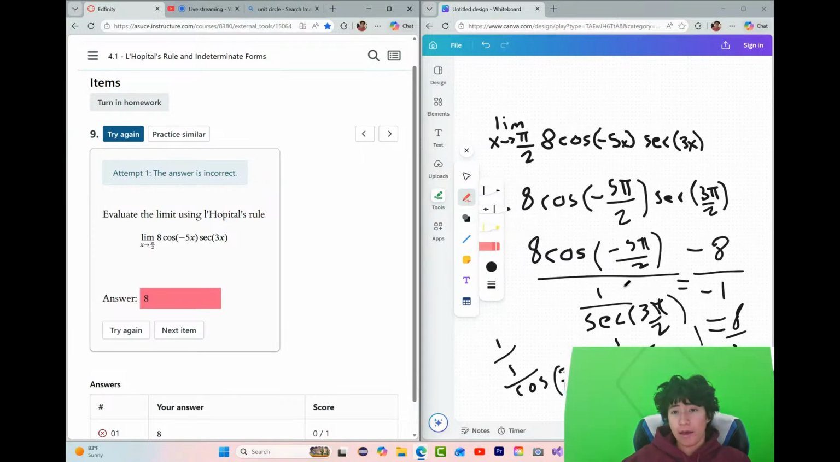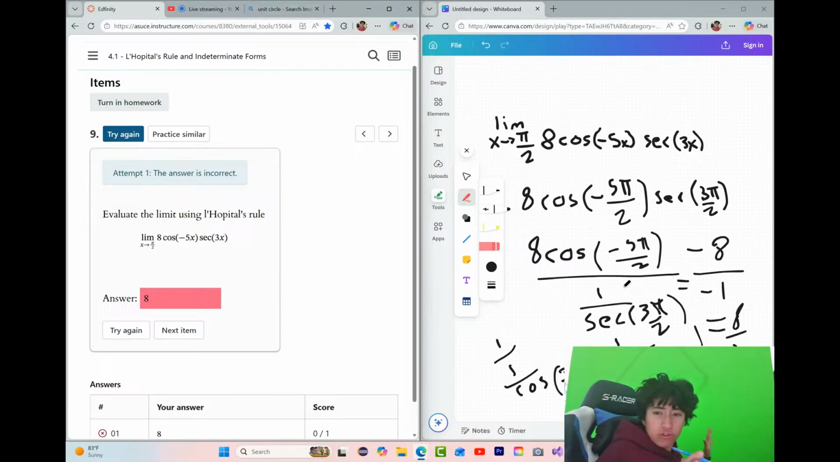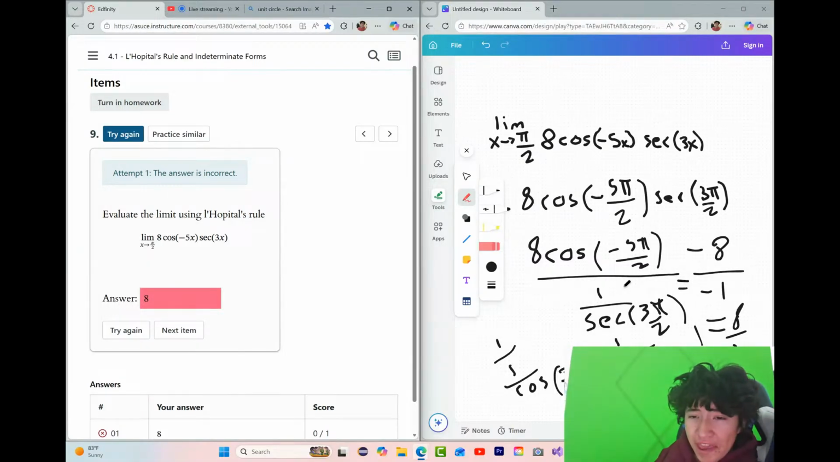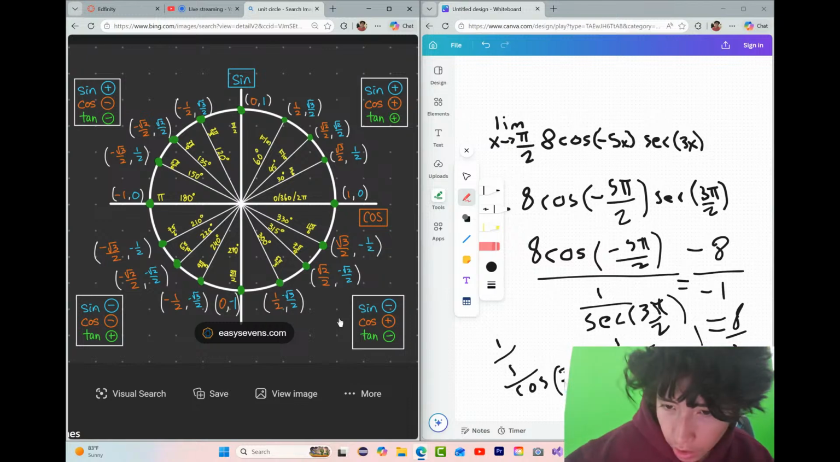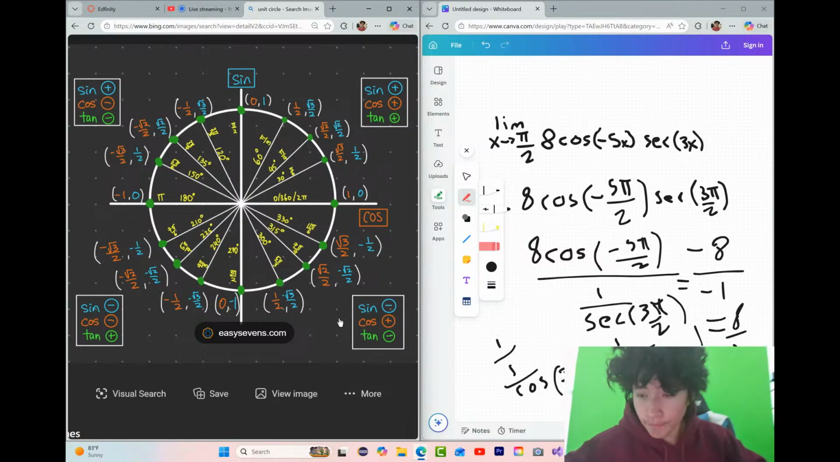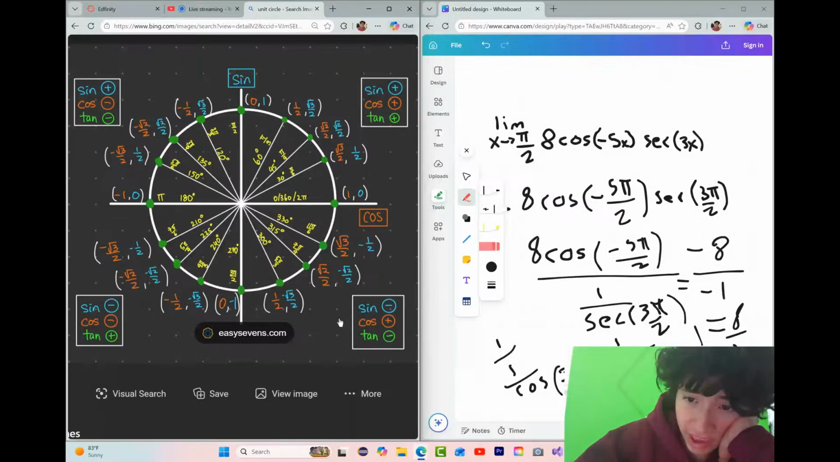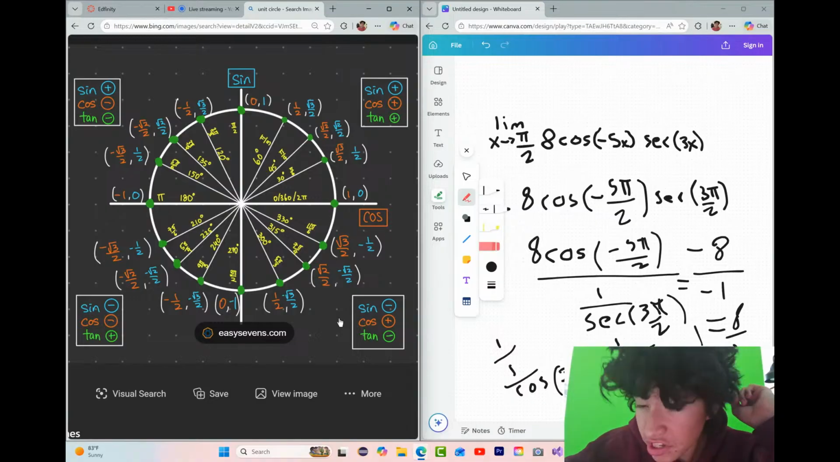Let's see. So what do we have? We have the limit as x tends to pi over 2 of 8 cosine of negative 5x times secant of 3x. So, checking if the function has an indeterminate form, we have 8 cosine of negative 5 pi over 2 times secant of 3 pi over 2. Beautiful. So let's go back to the unit circle. Now, simplifying further, we have 8 cosine of negative 5 pi over 2 over 1 over secant of 3 pi over 2.